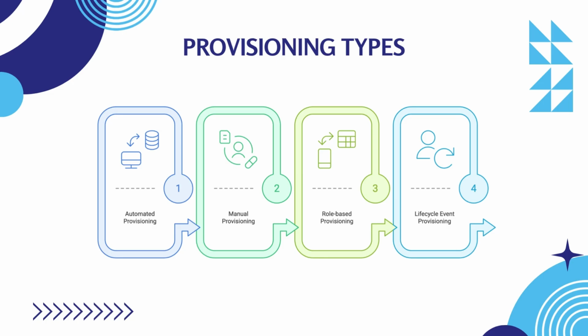Then we have role-based provisioning and lifecycle event provisioning, where access is automatically granted or revoked when a user is assigned to or removed from a group. IIQ also triggers lifecycle events like joiner, leaver, mover, and so on.